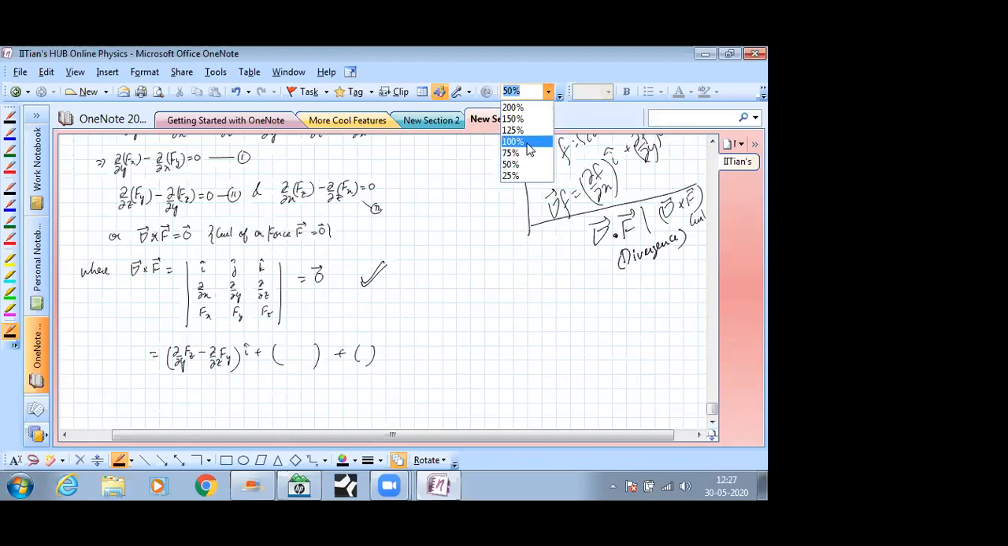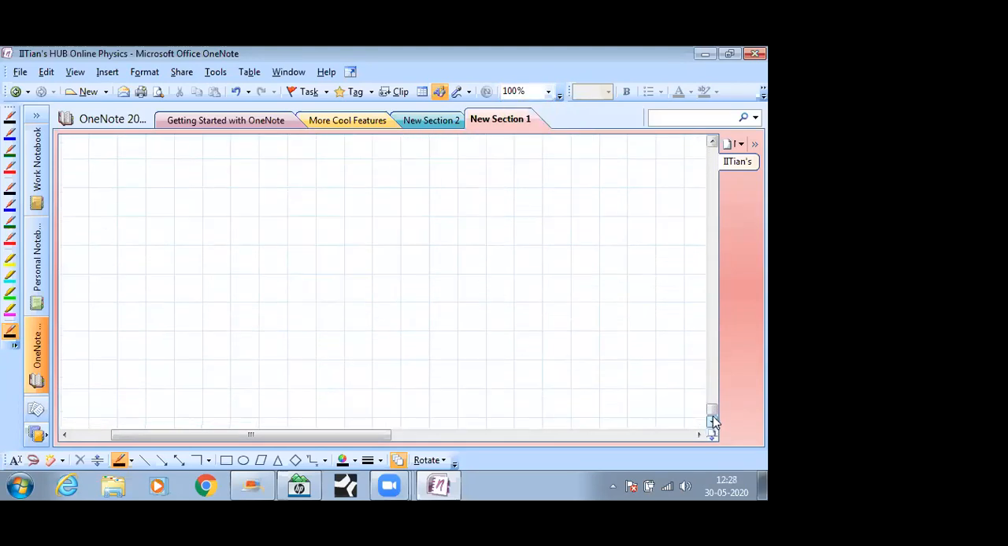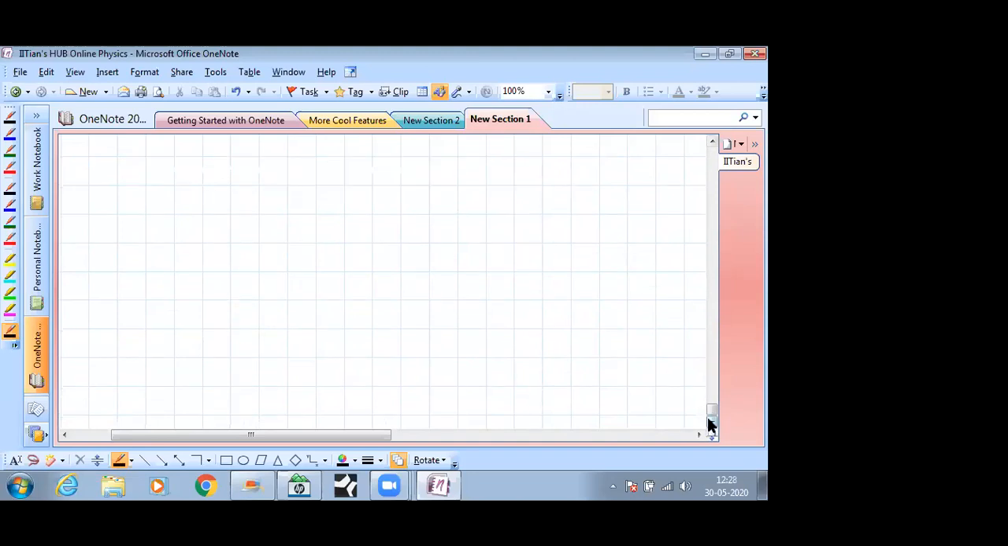Now, what I also want to work on today, show you, is the gradient operator in the polar system. Two-dimensional polar system. It's r, theta. So how the gradient operator works in this kind of system, let's understand.